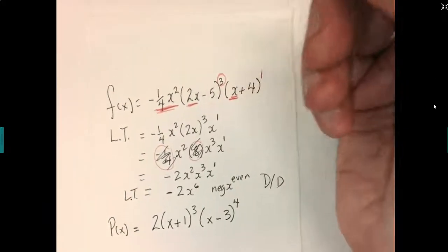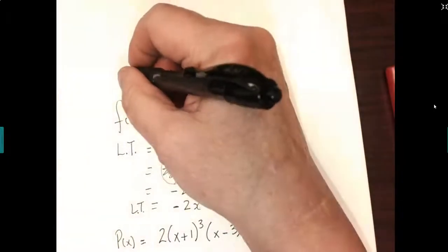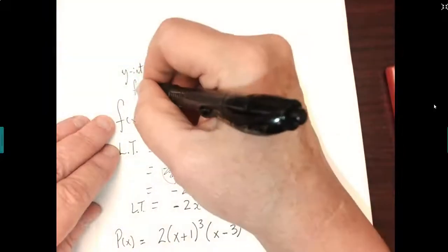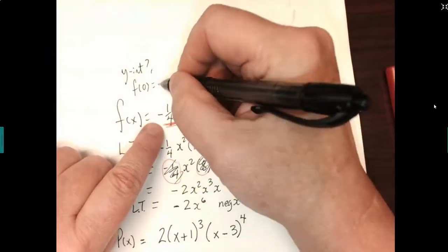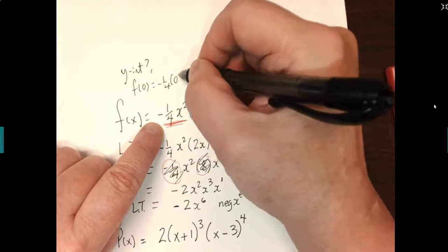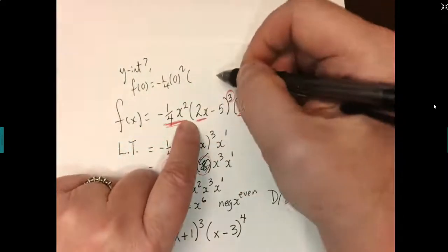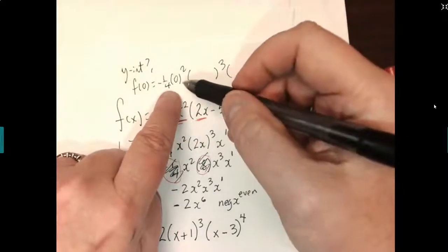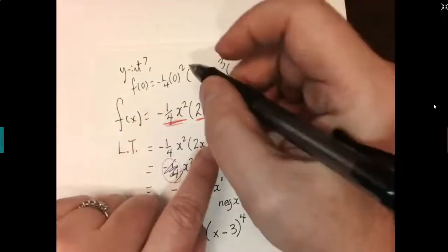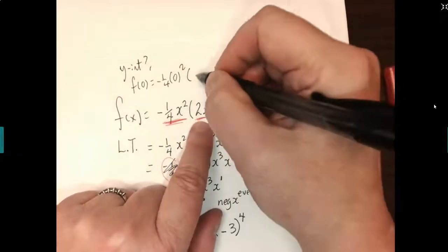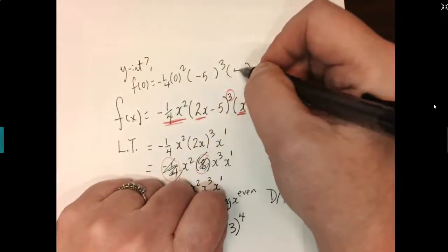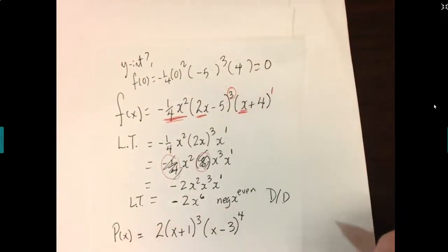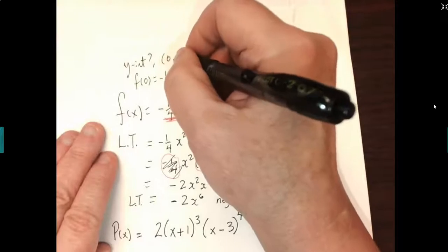If I want to find the y-intercept, I just evaluate f at 0. So that's going to be negative 1/4 times 0 squared. Then I've got this other stuff, but it doesn't matter what I have because I have a product here and zeros in there. So 2 times 0 minus 5, 0 plus 4. When I multiply all this together, 0 is part of my product, so I just get 0. So my y-intercept is going to be the origin.